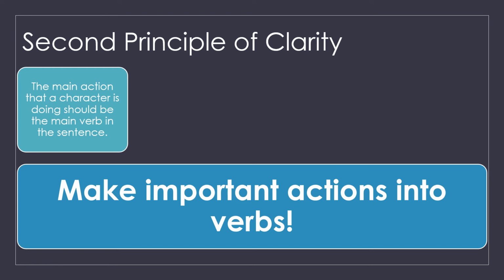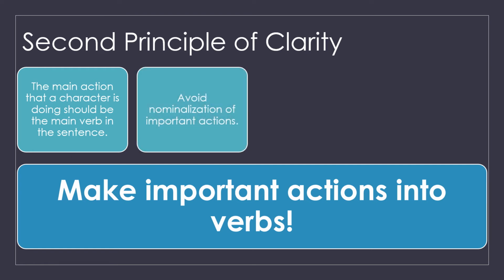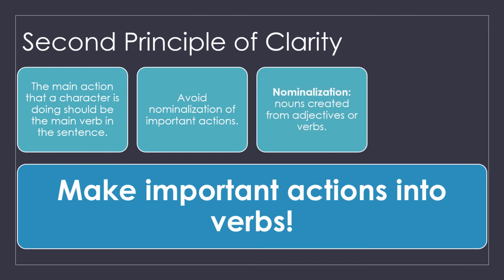We want to stick with strong, action-oriented words as our verb. So think like run, jump, think, do. They're actions. Something is occurring. Avoid nominalizations of important actions. Nominalization is a verb that has been transformed into a noun. When you nominalize your main action, then the verb in your sentence is going to be a weak linking verb like be.